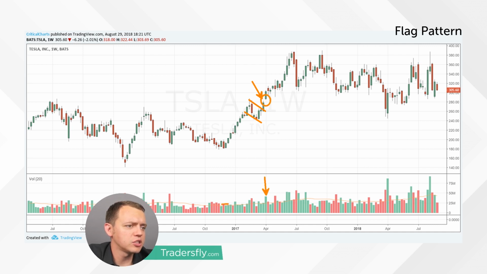You can see volume slowly starting to build. Overall, it was just starting to build. So it's a little less obvious there on the volume with Tesla here. But nevertheless, there was that slight little consolidation flag pattern that occurred. And during the breakout, we did have a little more volume. So that's kind of a basic flag pattern example.